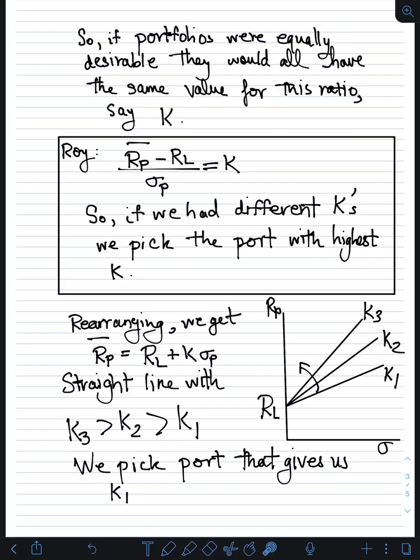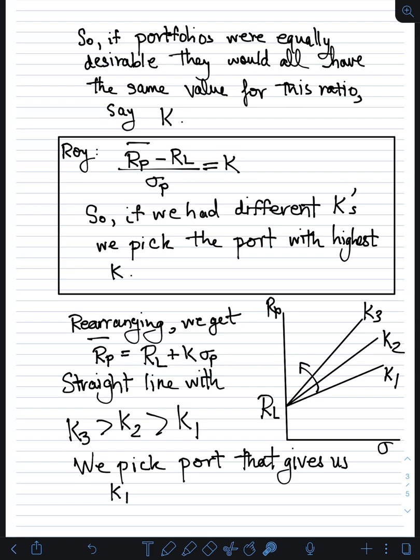Now, if you want to look at this in a graphical format, we can rearrange this ratio. We can bring the sigma P up to the top and take the RL over to the other side. So this equation becomes RP bar is equal to RL plus K times sigma P. This looks like the equation of a straight line, with an intercept of RL and a slope of K. And this should remind you again of our efficient frontier, the efficient frontier when riskless lending and borrowing exists.